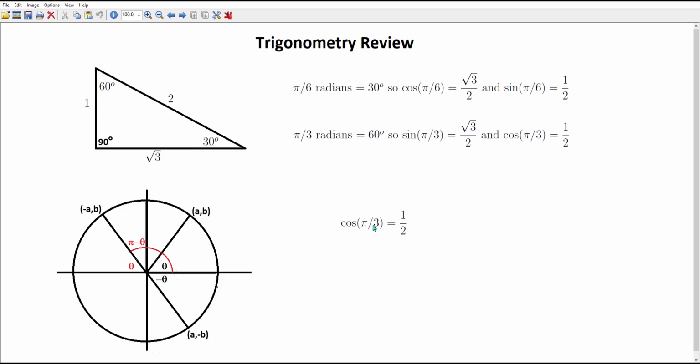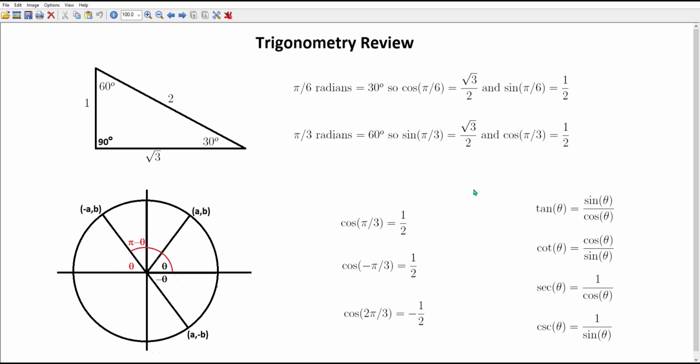So for example, if this angle is pi over 3 and the cosine is 1/2, which is the first coordinate, when we go down here, we're going to have the same first coordinate. So the cosine of minus pi over 3 is also going to be 1/2. When we go over here, this is going to be pi over 3. Pi minus pi over 3 is 2 pi over 3. So we're going to conclude that the cosine of 2 pi over 3 is minus 1/2.